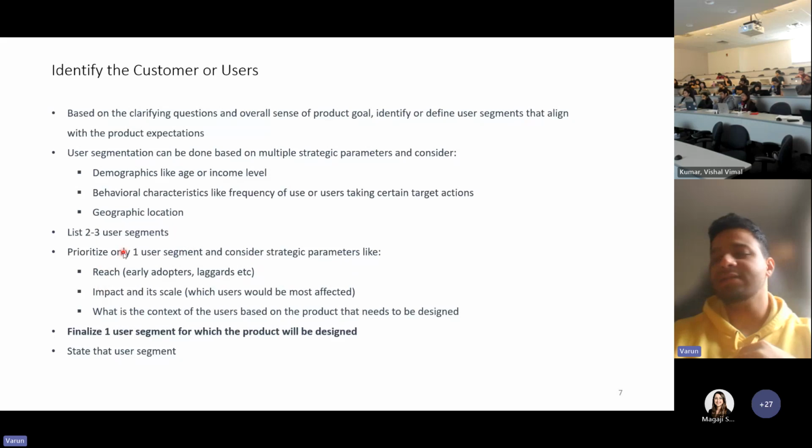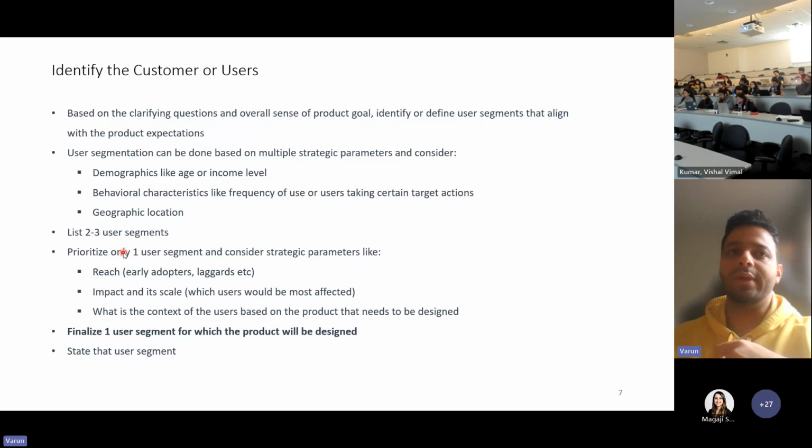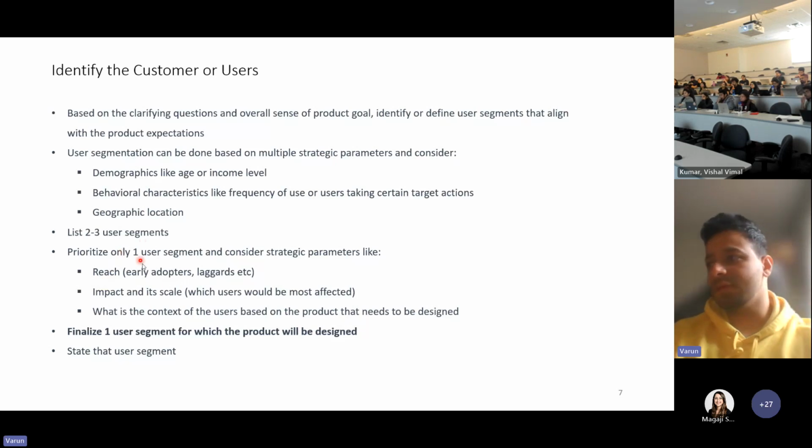etc. The impact and scale, because of course, when you design a solution, you want to design it for scale to address the needs of as many customers as possible in that particular segment. And then, of course, the third is what is the context of usage. Once you go through these things, you can prioritize one user segment for which you will design the product, right? So you list down the user segments and then you talk about for which user segment each of these things makes sense, and then prioritize that and state that segment.